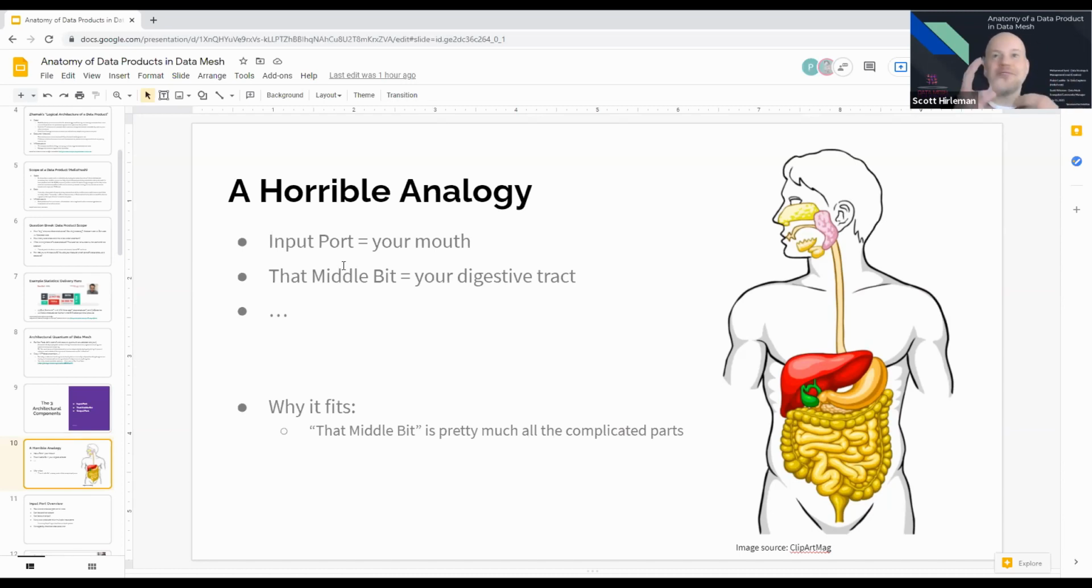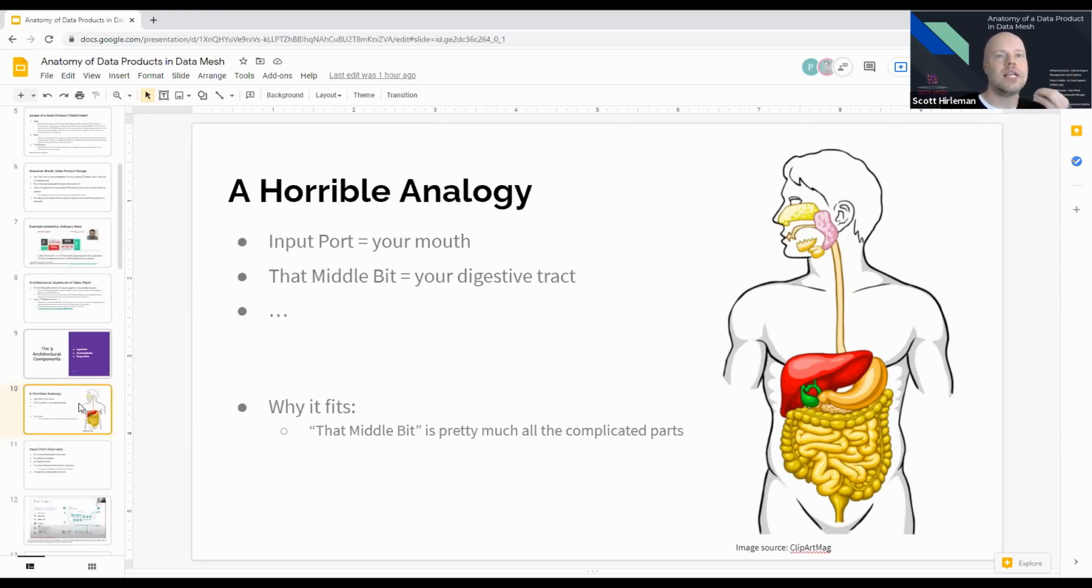That's the whole thing of transforming and prepping and all that stuff. And then we won't talk about what the next thing is, but why it really fits is that middle bit is really the complicated part, right? That is where you're going to end up focusing a lot of your initial time around how this works, but if you have a vision of what you want people to be able to consume, then you're going to end up probably not spending as much time in that middle bit. And so we'll talk about that in a little bit.